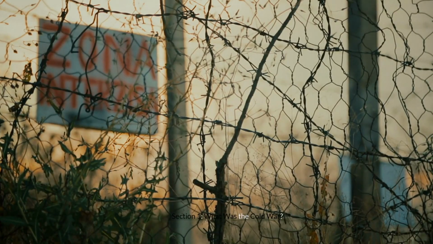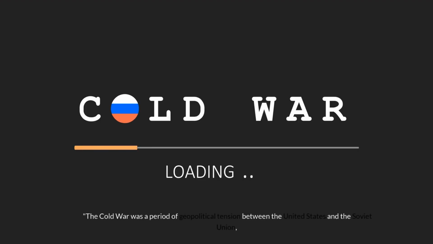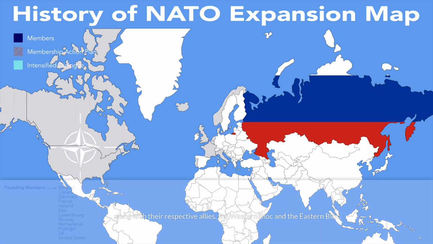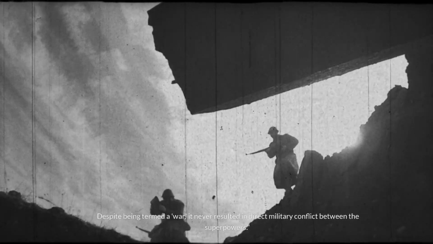Section 1. What was the Cold War? The Cold War was a period of geopolitical tension between the United States and the Soviet Union, along with their respective allies, the Western Bloc and the Eastern Bloc. Despite being termed a war, it never resulted in direct military conflict between the superpowers.